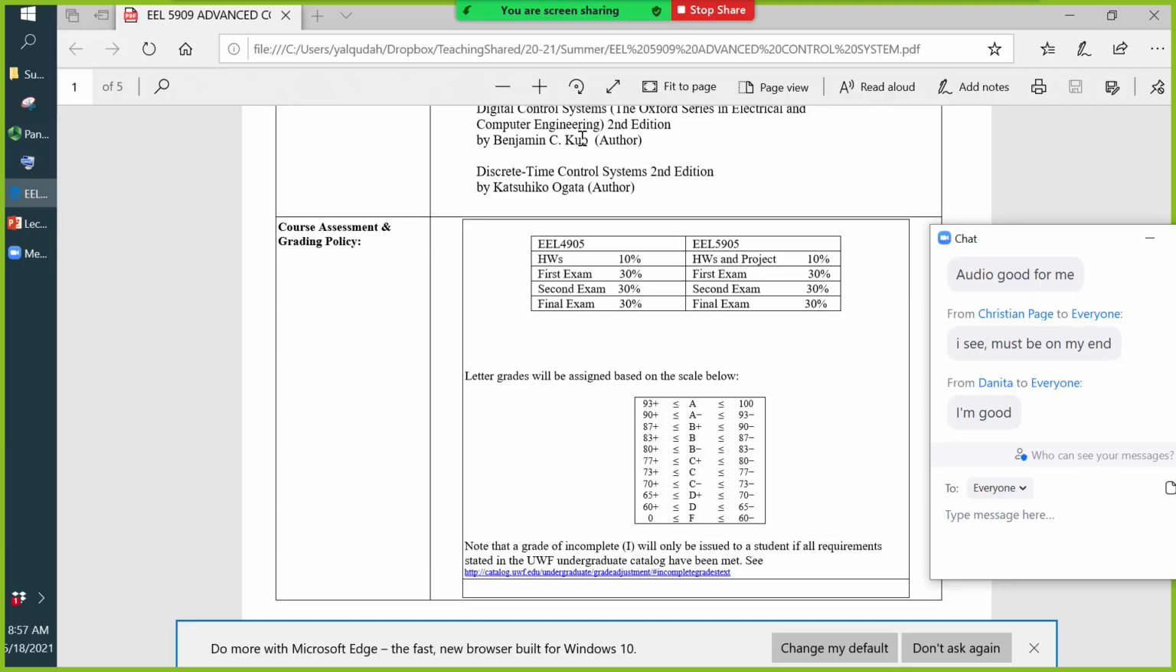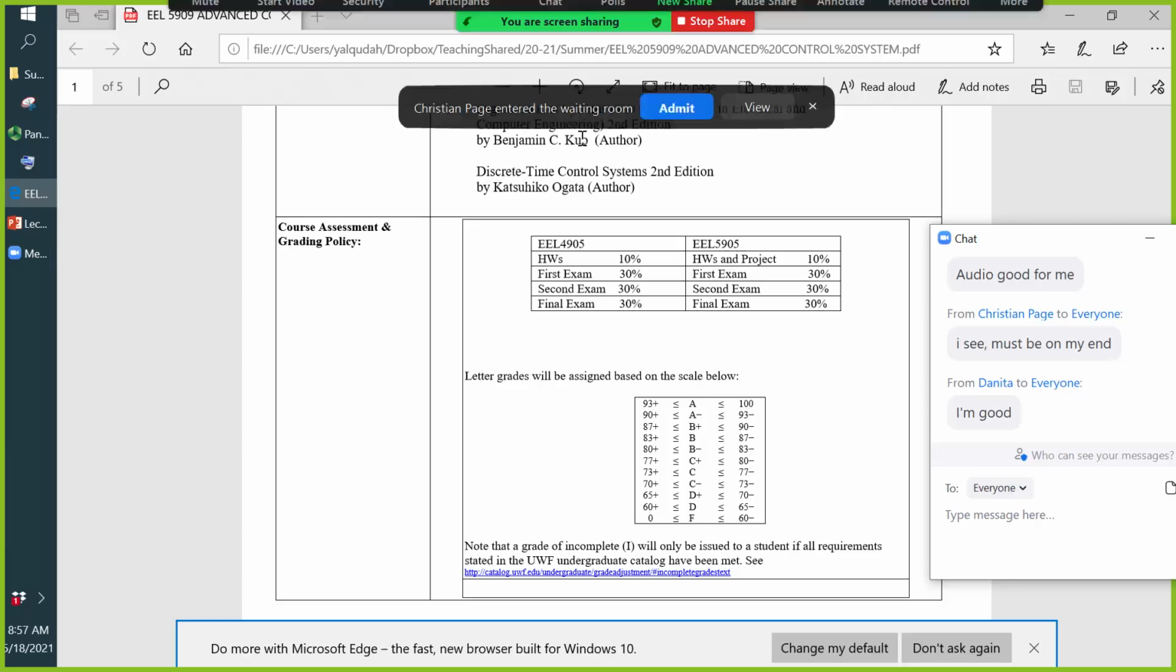Now we have students who are undergrad and we have students who are grad. I thought what we will do is add some extra work for our grad students, and therefore we'll also assign a project to the grad students. For the undergrad, they don't have to do a project, it's optional, but for the grad students, they will have to do a project.